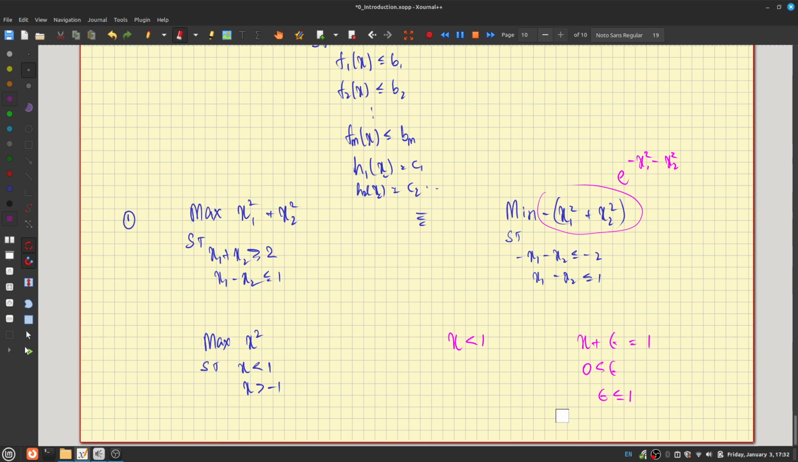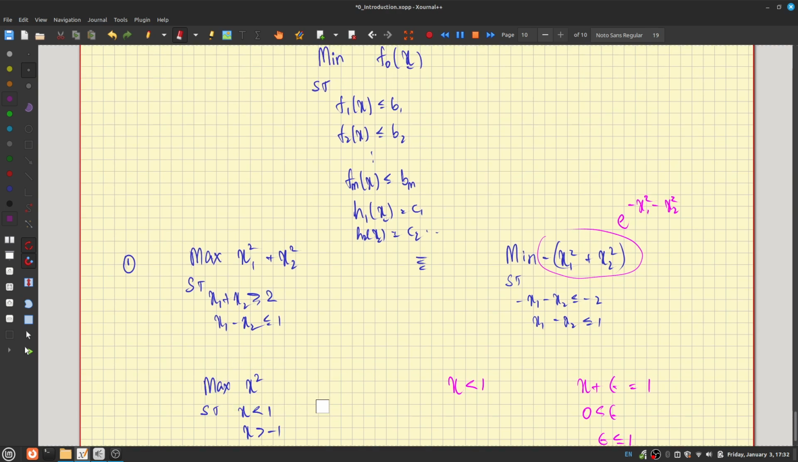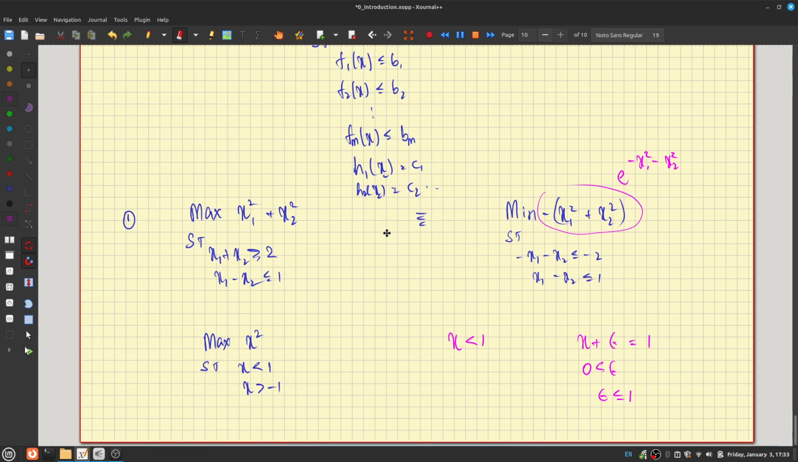It's still not in the standard form, right? My standard form has to always have these kinds of constraints. So they are different, right? This problem cannot be brought down to the standard form. And there is a subtle reason as to why I'm only going to look at problems of this particular form.